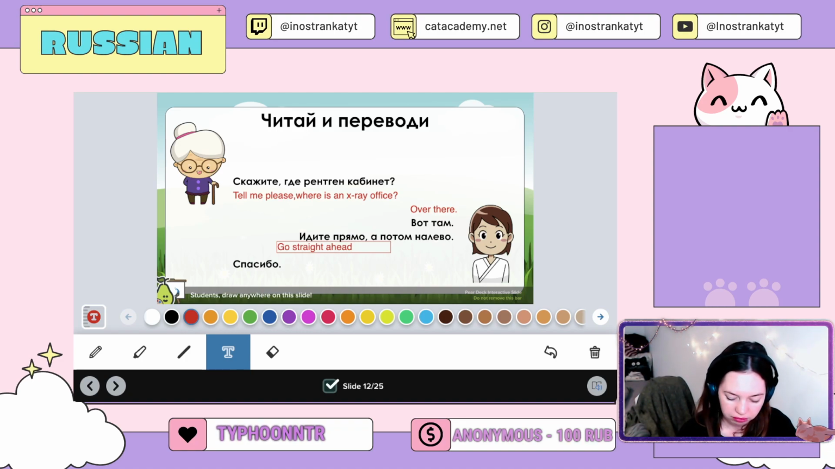А, it means but or and. In this case it will be and. Потом, and after. Налево. Actually not turn, okay, and after left, and after take left.